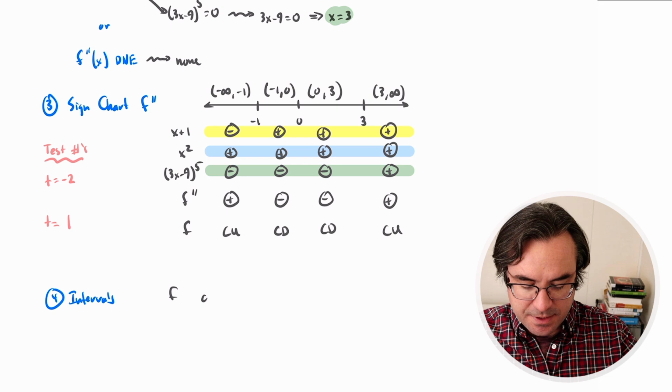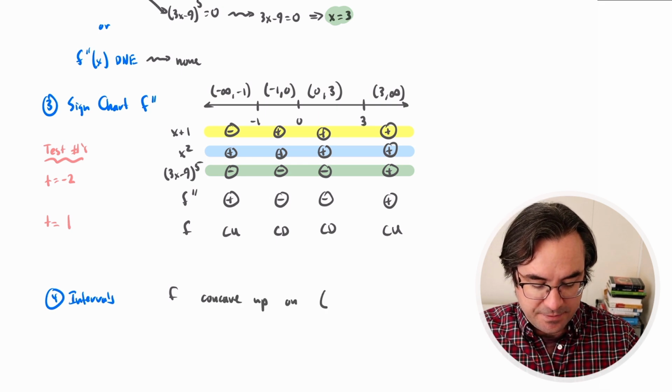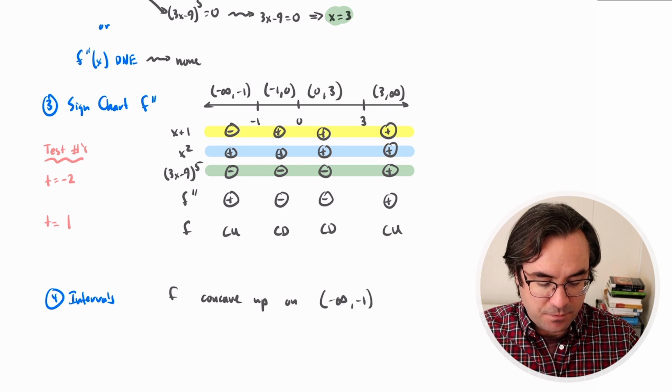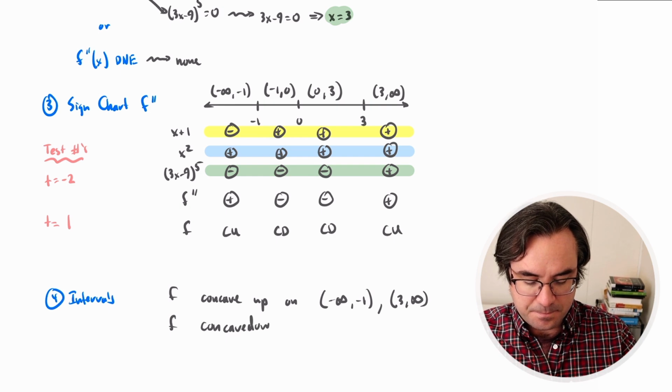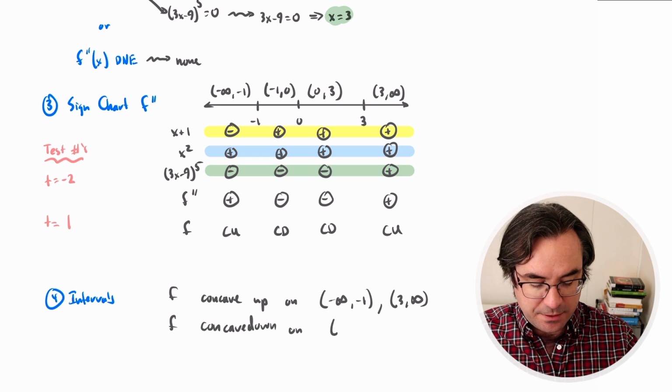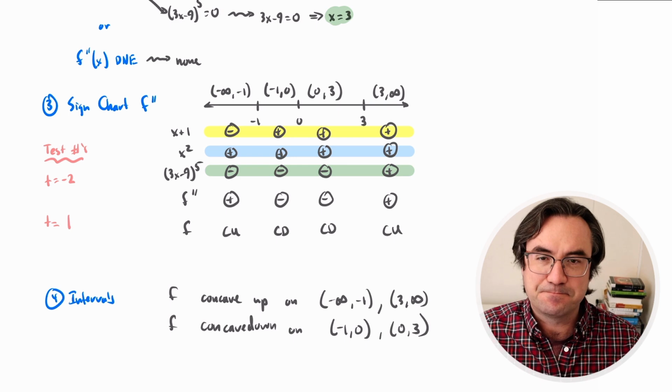So f is concave up on the interval -infinity to -1 and on the interval 3 to infinity. And f is concave down on those two middle intervals, -1 to 0 and 0 to 3.